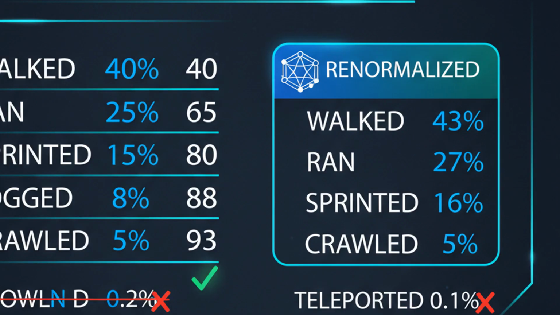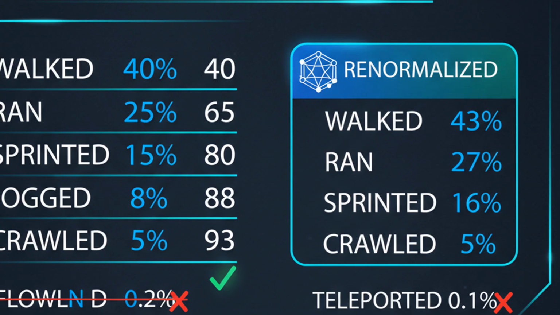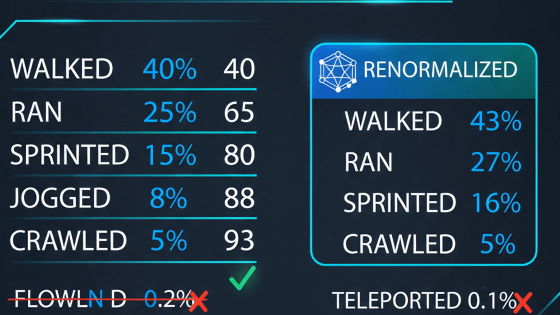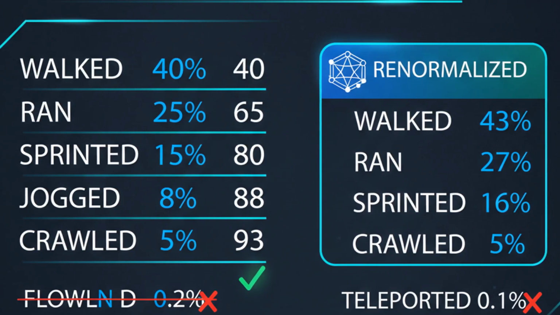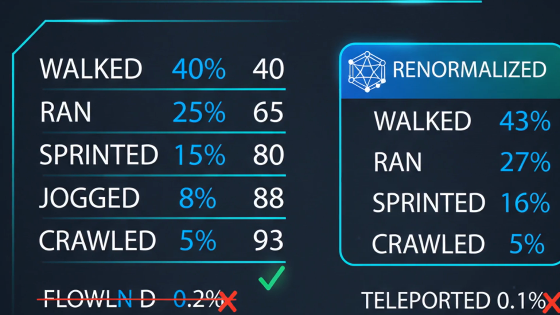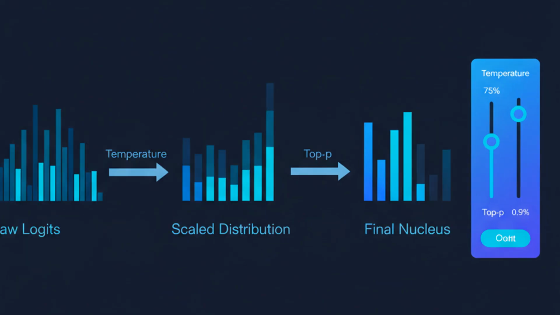Let us walk through top P equals 0.9 with real numbers. Say our top words are walked at 40%, run at 25%, sprinted at 15%, jogged at 8%, crawled at 5%. We add them up. 40 plus 25 is 65, plus 15 is 80, plus 8 is 88, plus 5 is 93. We have crossed 90%, so our nucleus is these 5 words. We renormalize the probabilities to sum to 1, then sample. Everything outside, maybe teleported at 0.1%, gets 0 chance. No banana surprises.